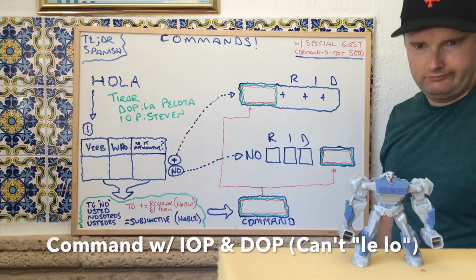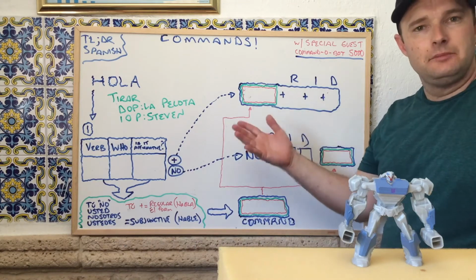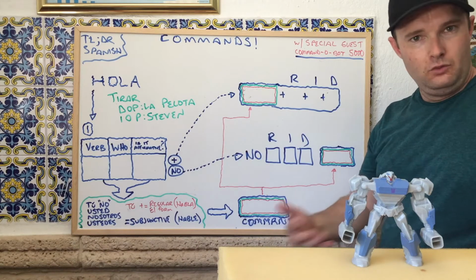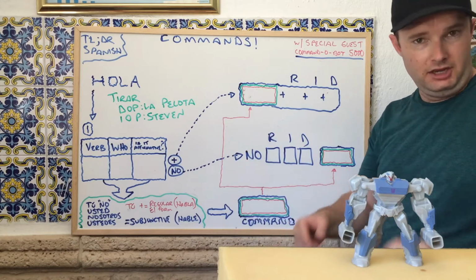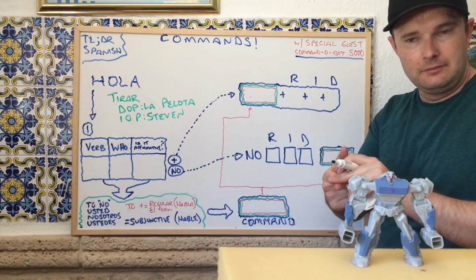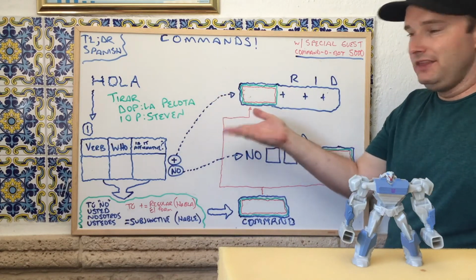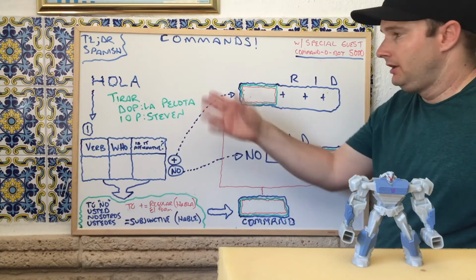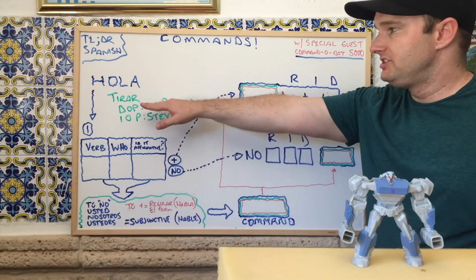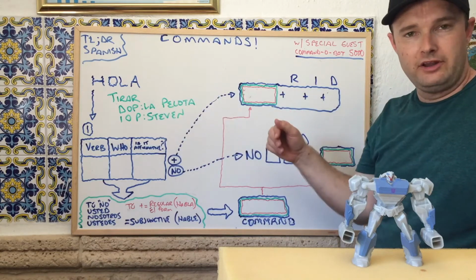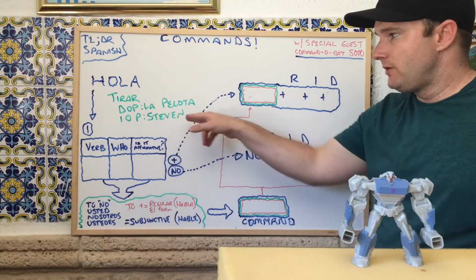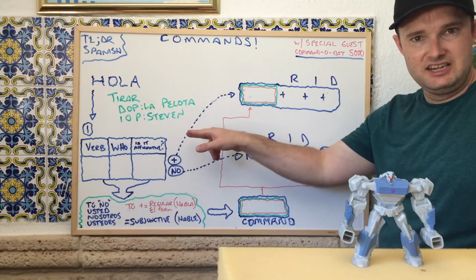Oh, sorry. CommandoBot 5000. Here's an example of a verb that's very common with commands because it's something that can use a direct and an indirect object. So we have tirar, to throw. This might be a way that you would see the sentence in your textbook or on a quiz. So our verb is tirar, the direct object is la pelota, and the indirect object is Steven.